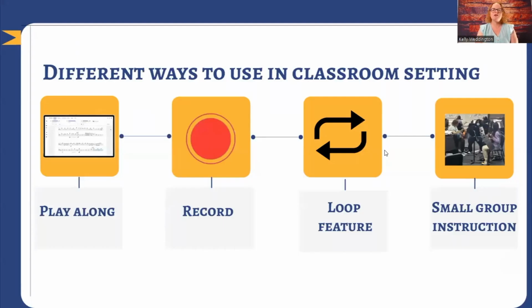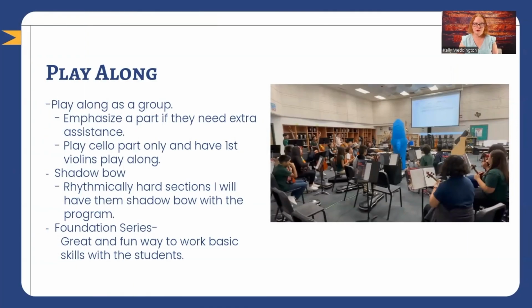So for the first part, we're going to talk about the different ways to use it in a classroom setting. The top ways that I use it are the play along feature, the record, the loop feature, which by far is one of my favorites, and to help differentiate small group instruction. All right, for the first feature, we have the play along track. When we first start learning a piece, we will sight read through it first, so the kids practice their sight reading skills. And then as we're learning section by section, we'll use the track to play along with.